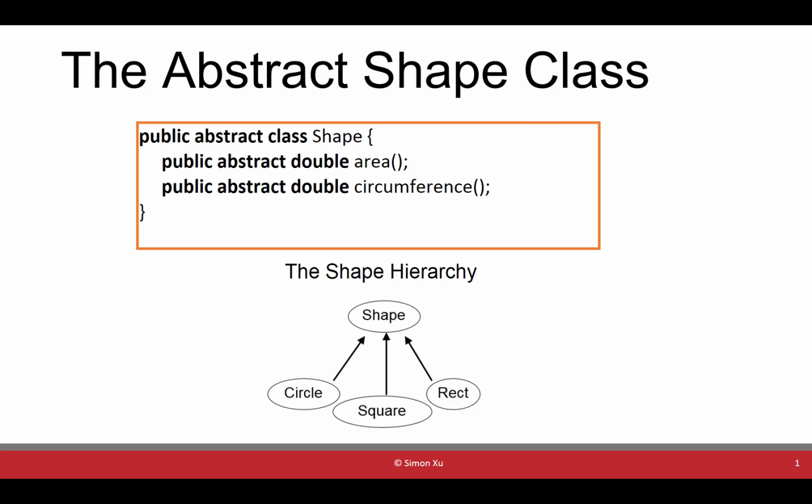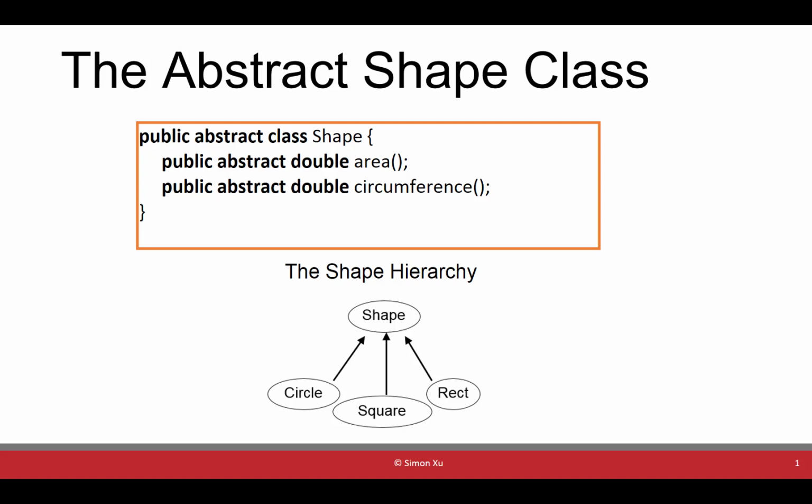Shape class should have methods area or circumference in common, but shape cannot implement those methods because it does not know how to calculate the area, because shape does not really represent any specific shape. That's why we should make shape class an abstract class. And circle, square, triangle are subclasses of shape class.